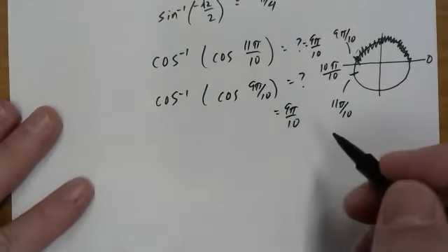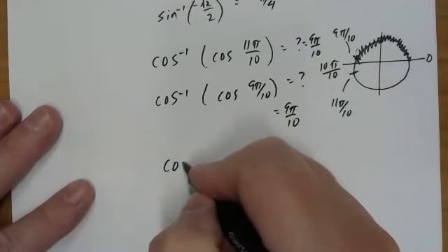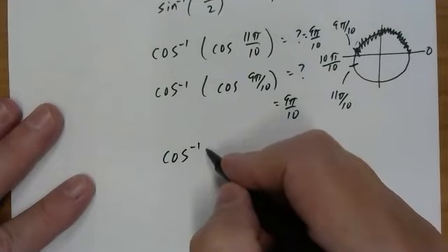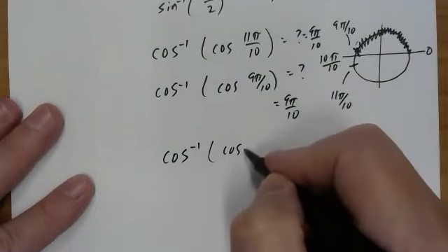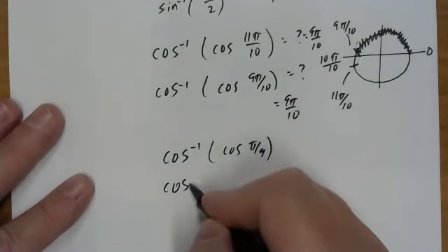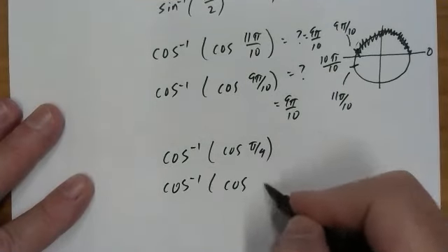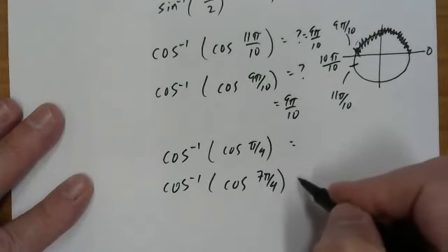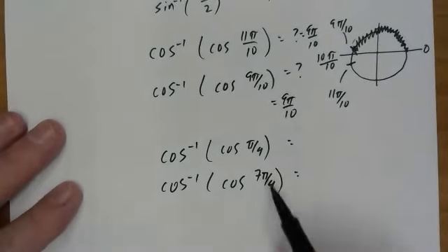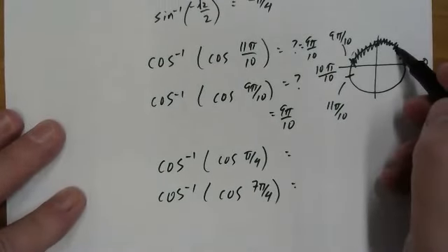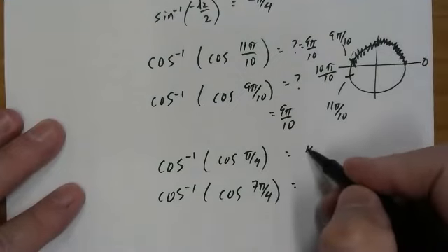Let me do one more. Actually, I'll do two more. How about the inverse cosine of the cosine of pi over 4? Inverse cosine, the cosine of pi over 4 is right here. It's in the top half of the circle. The shortcut works.